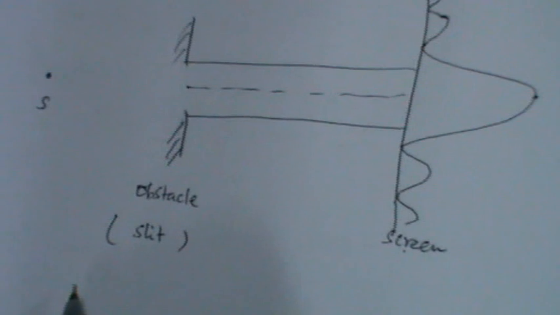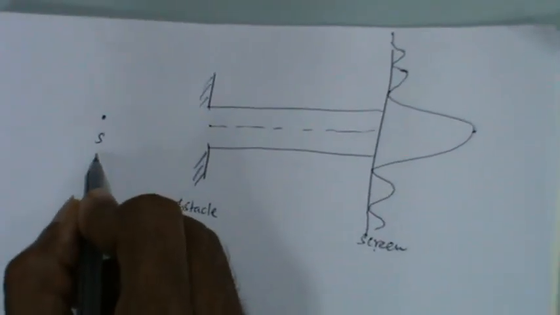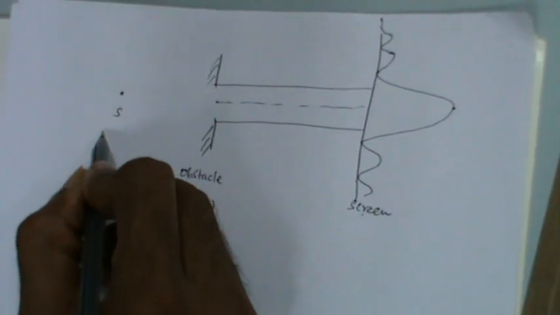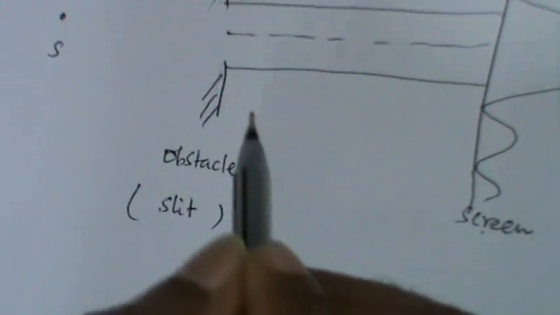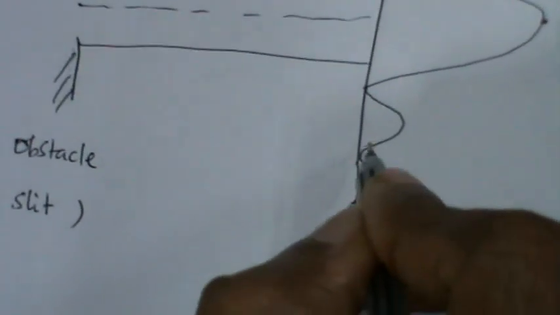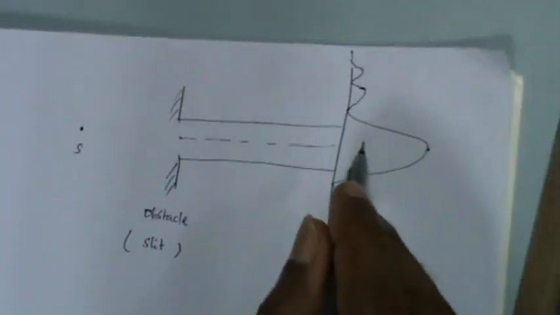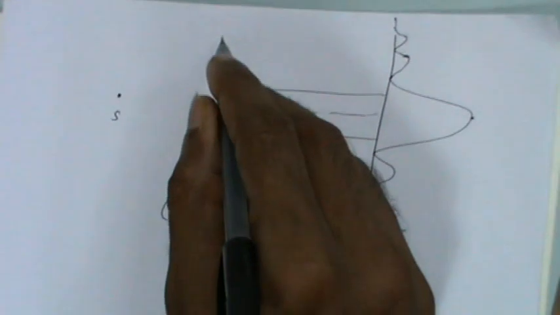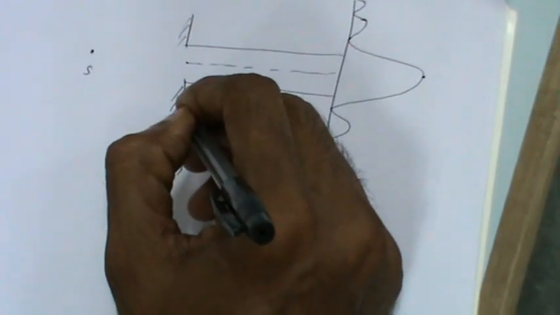To observe diffraction pattern on the screen, we need to have a source of light. Normally this is a monochromatic source of light which produces a single wavelength light, and we need to have a screen to observe variations in the intensity of diffracted beam. Of course, we need to introduce an obstacle in the path of the light.